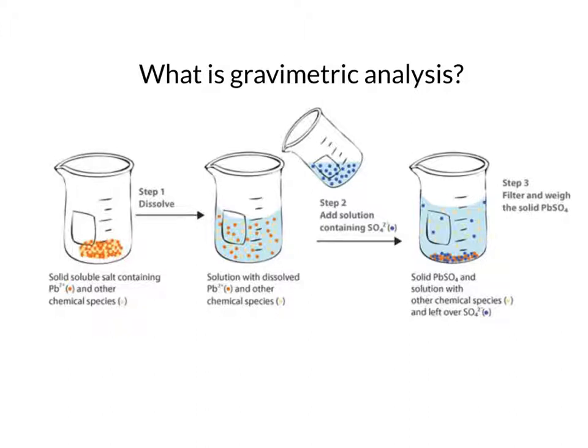The third step is to filter out that precipitate, so to filter the lead sulfate and then weigh it. Because what we're going to do is take the mass data and perform stoichiometry to figure out the amount of lead that was in our original salt.